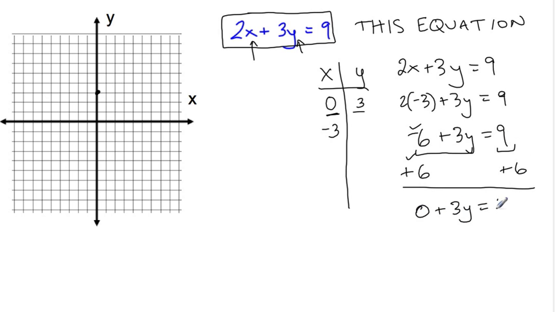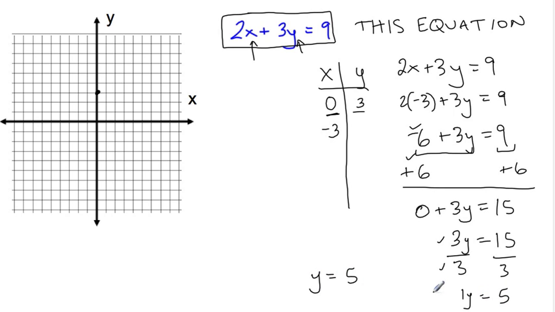9 plus 6, 15. Well, we know 0 plus 3y, and that's the last time I'm going to write the 0. I'm not going to do that anymore. And then I divide by 3. And this is the last time I'm going to write the 1 in front of the y. I'm not going to do that anymore because y equals 5. I don't need to write 1y because 1y is the same as just y.